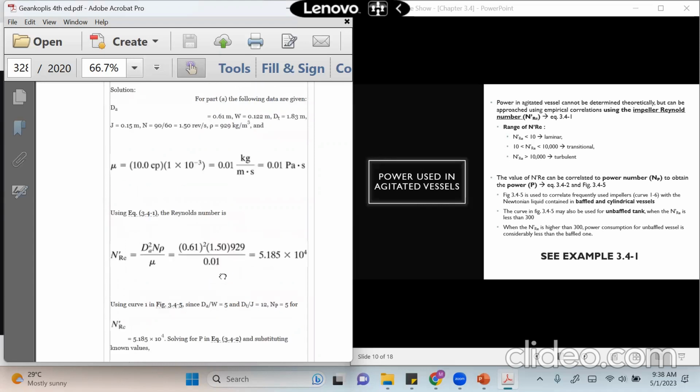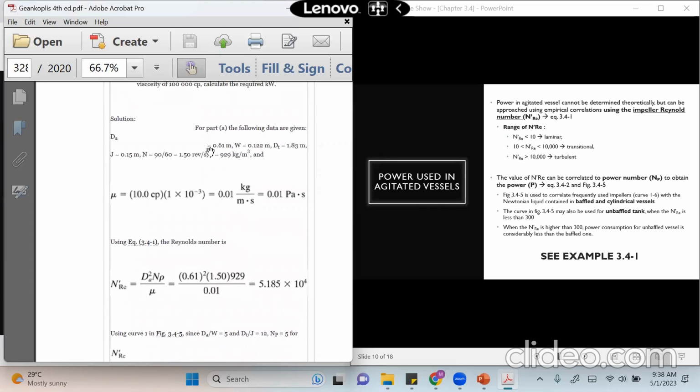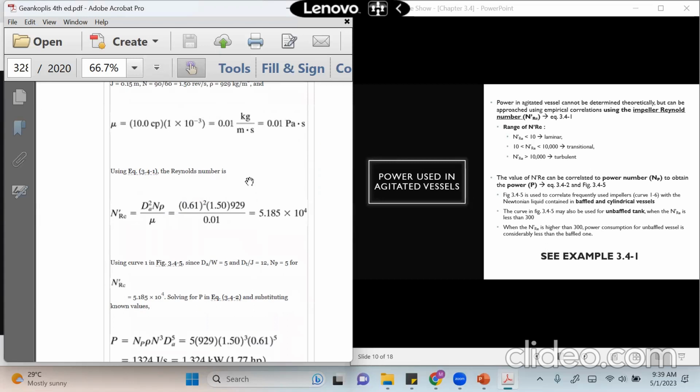Now I have to divide this dA over W. 0.61 over 0.122, it's 5. And then dT over J, 1.83 over 0.15, it's 12. So I can use curve 1. Now, it turns out that the NP is 5.